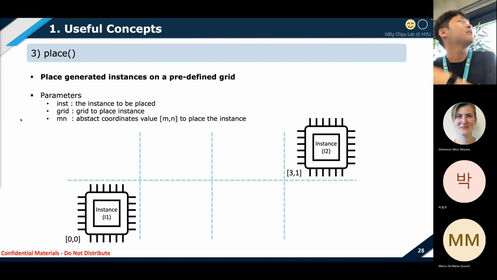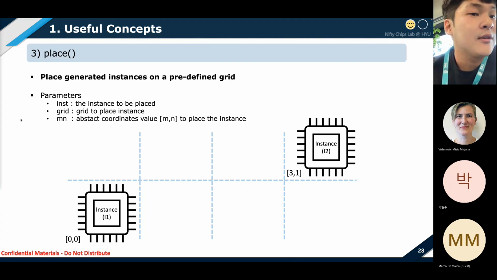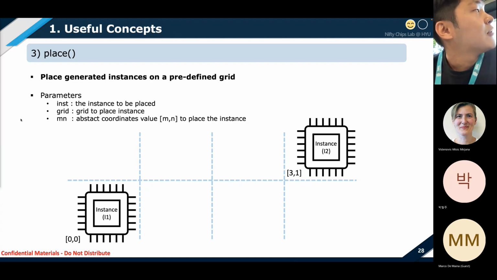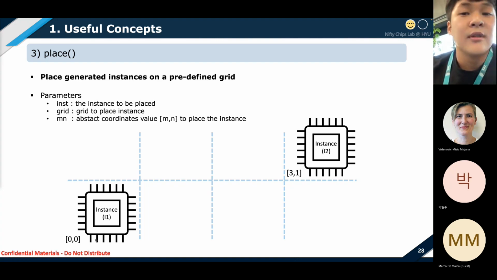To place the generated instance from a template, we use the place method that places the generated instance on a predefined grid. We use this method with 3 parameters: inst, grid, the grid to place the instance, and mn coordinates, which is the abstract coordinate value to place the instance. The place method always uses the bottom left point of the generated instance when placing.